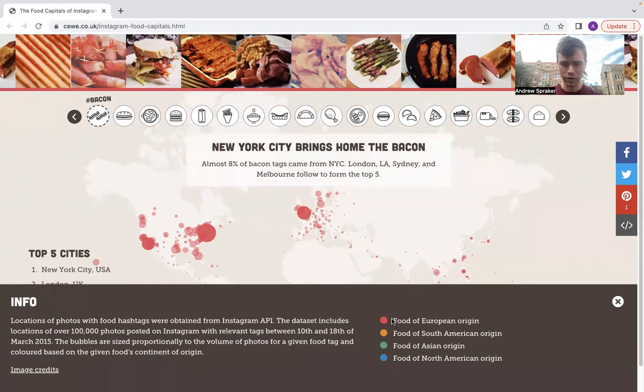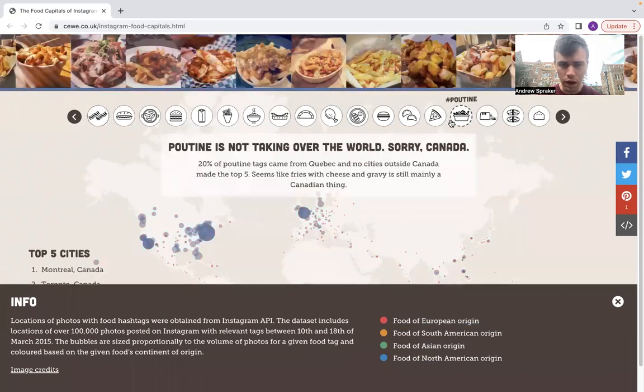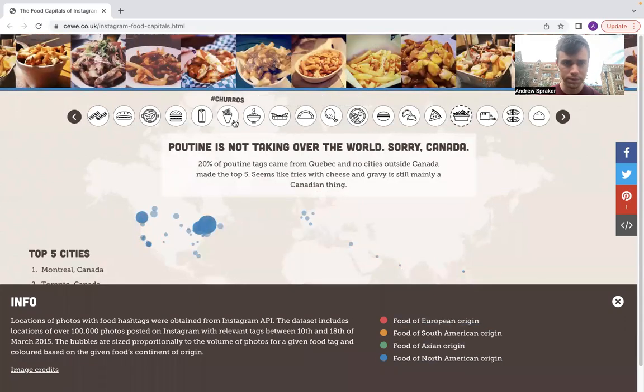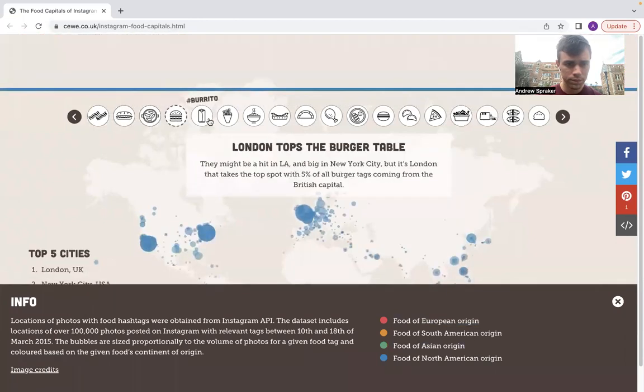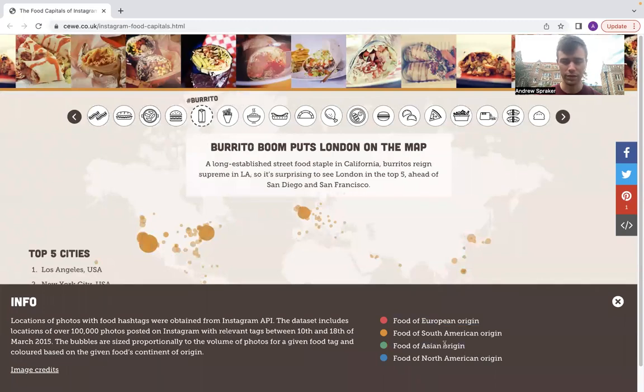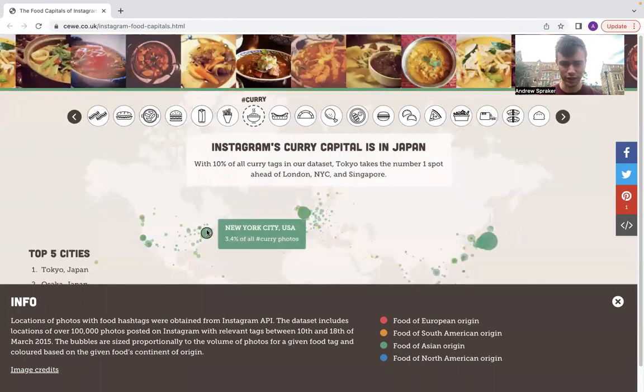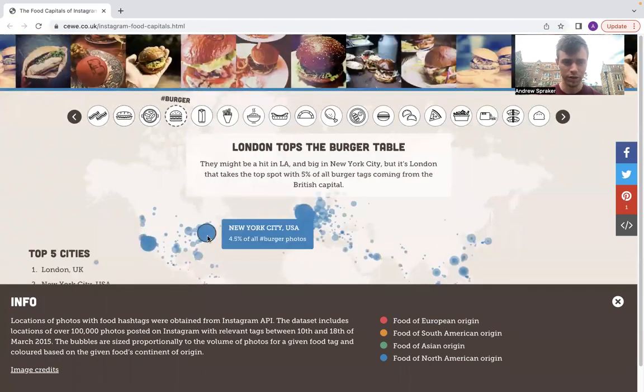If we look over to the right of the screen where the dots are, you can see that it shows us the origin of the food. So foods of European origin, like bacon, are going to be red. Foods of South American origin are going to be orange. Let's see if I can find an example of that here. Yeah, so South American origin are going to be orange. Food of Asian origin is going to be green. Then food of North American origin, we're looking for burger, there we go, is going to be blue.